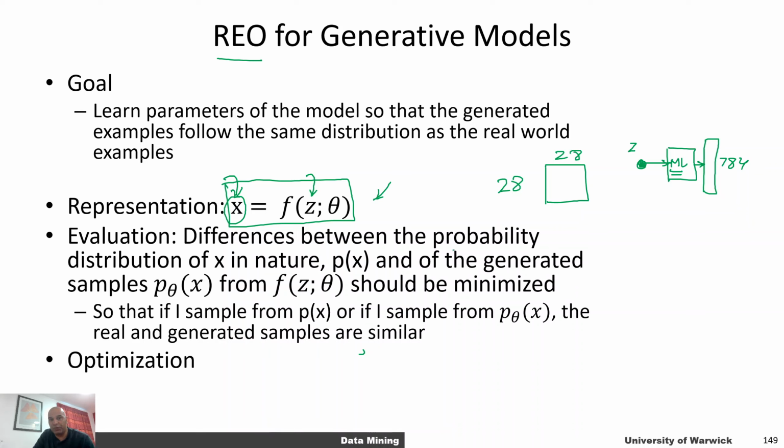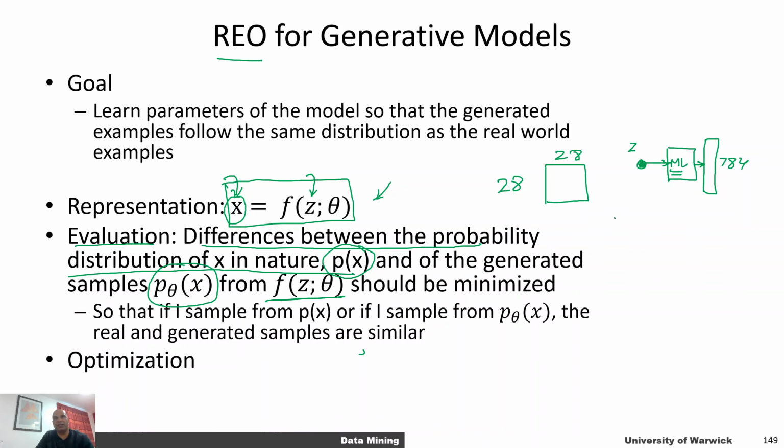Now the next bit is evaluation. Since our goal is to learn the parameters of the model so that the generated examples follow the same distribution as real world examples, the evaluation, or the loss function, can be the difference between the probability distributions of x in nature, which we call p of x, and of the generated samples, which we call p theta of x. So let's say we use this f_z of theta to generate these examples, then the difference between the probability distributions p of x and p theta of x, one in nature and the other that we have, should be minimized.